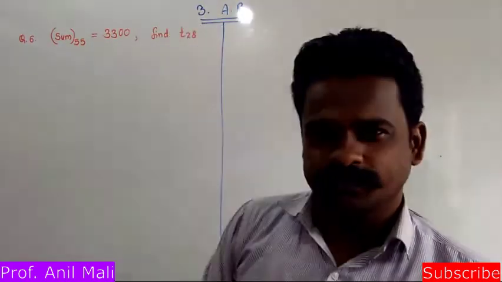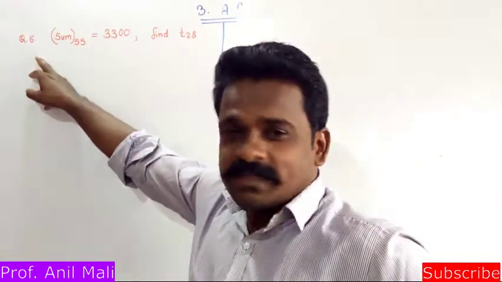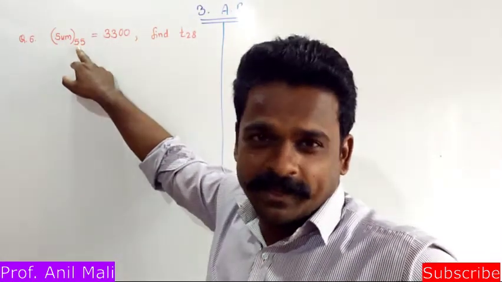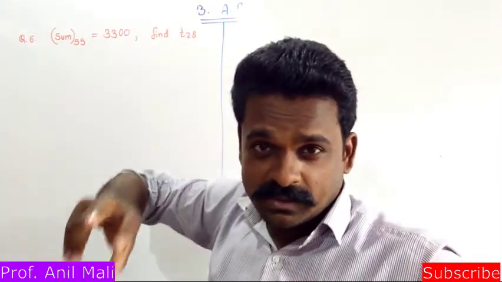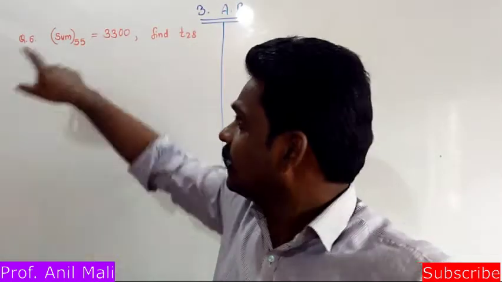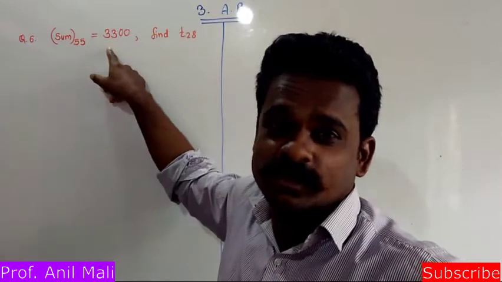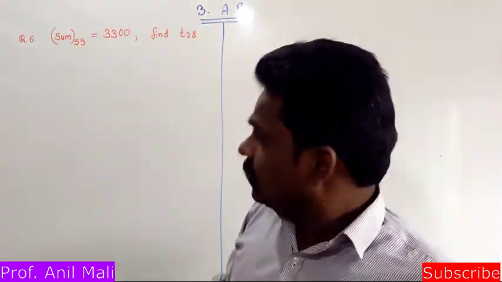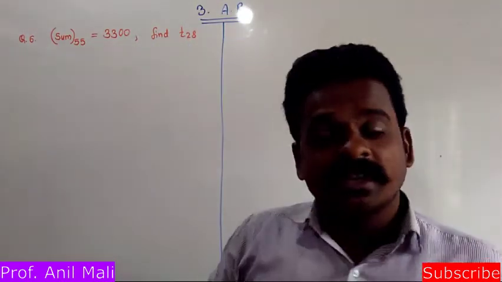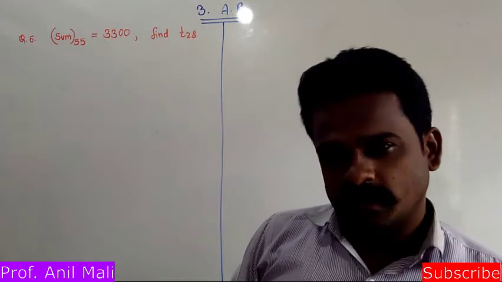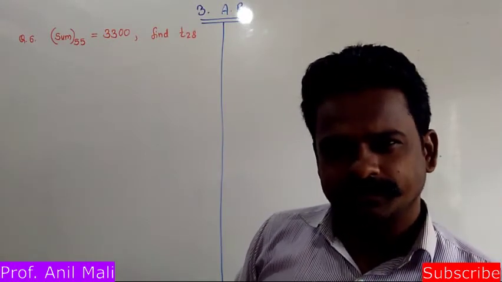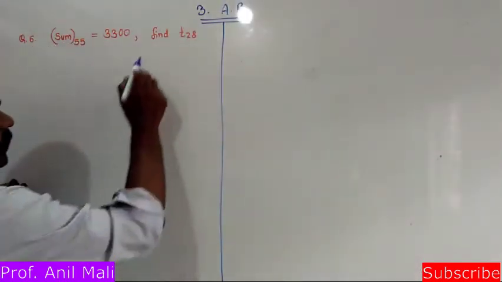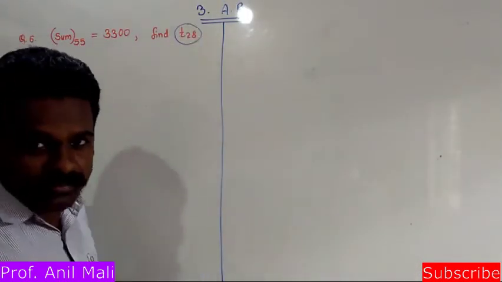See what the problem is. Question number 6: the sum of first 55 terms in a given arithmetic progression is 3300. And we need to find T28, the 28th term. That is the problem. Now, what we need to find out is T28. So that will be our one formula.